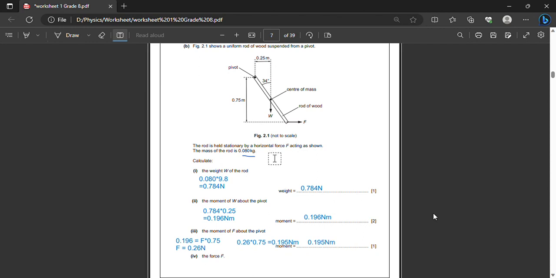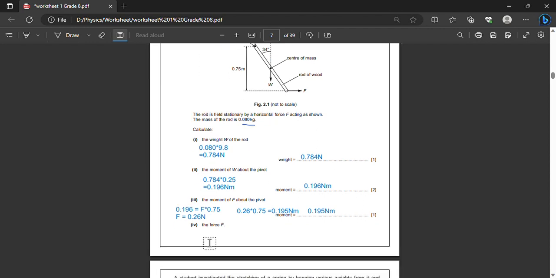So we are done with this question. We're not done yet, we need to find the value of F, and we already found it over here. So just write it as 0.26 newtons. We already found it over here.